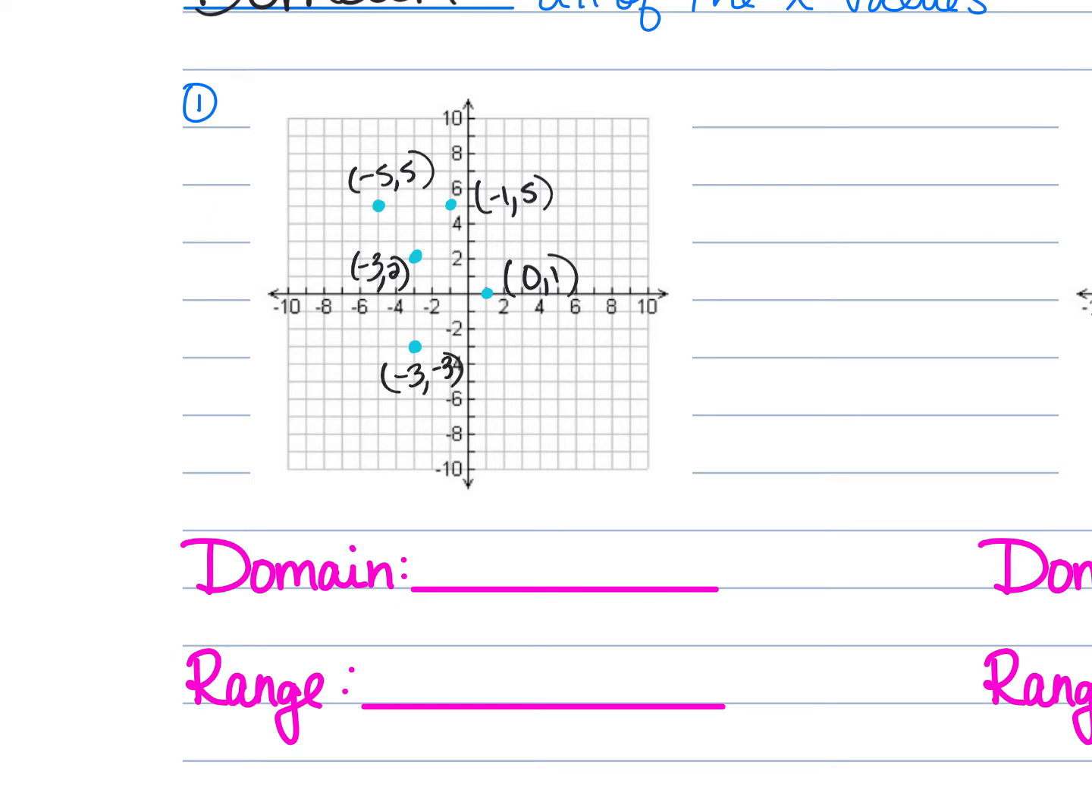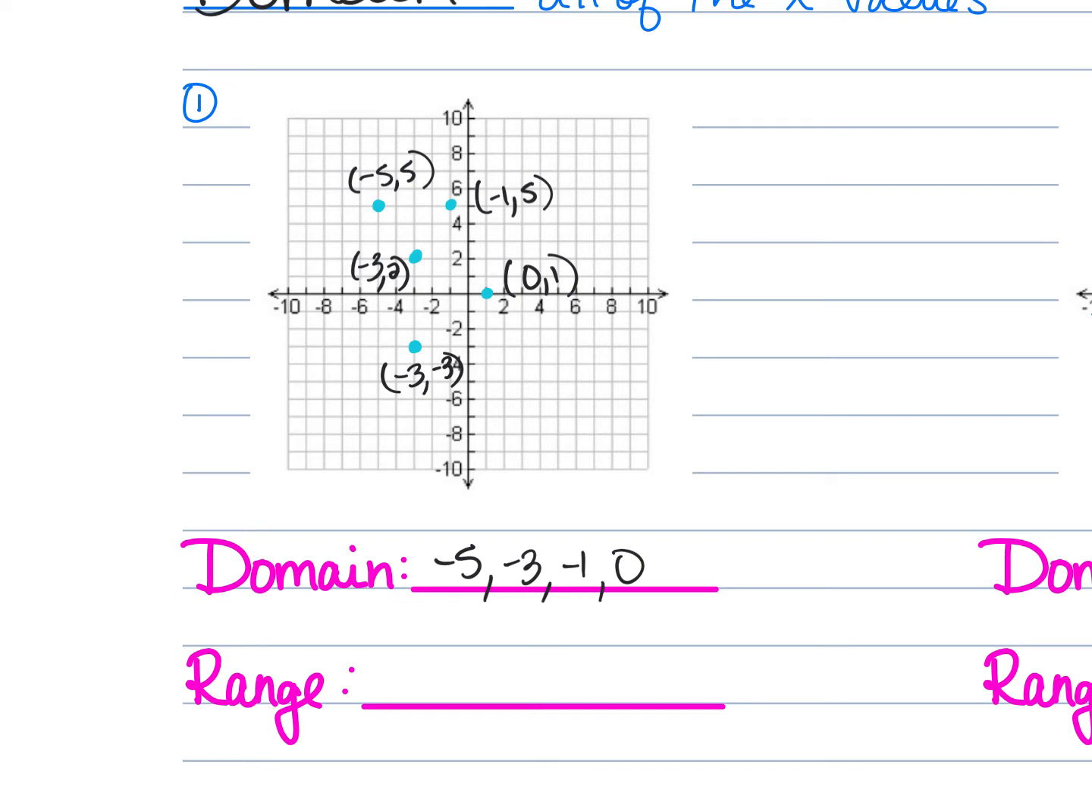Okay, domain. What are the x values? Well, it's going to start with -5. There's also a -3, right? There's 2 of them actually. So when there's 2 or more, you only need to write it once. Don't worry about writing it multiple times. Then I have -1 and 0, and I believe that's it.